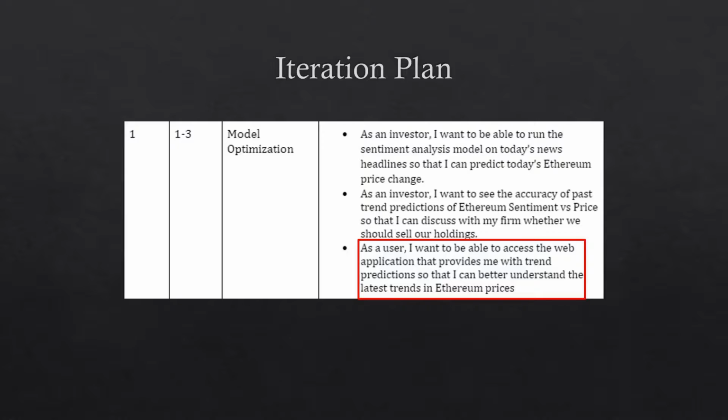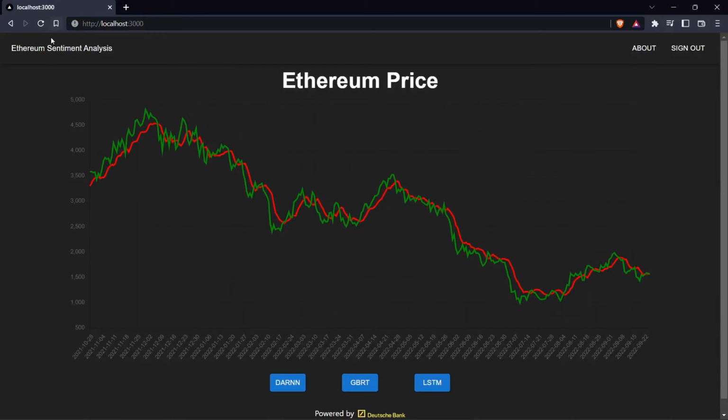The first feature we implemented was finishing up what we didn't finish in Sprint 1, that is, showing our models' predictions in charts on our website. Here is the main page of our web application. Here we display our different machine learning models' predictions of Ethereum prices compared to the actual price of Ethereum. Our predictions are in red and the actual price is in green. Each of the buttons on the bottom of the page correspond to our 3 machine learning models. When we click on one, the predictions from that model are shown.